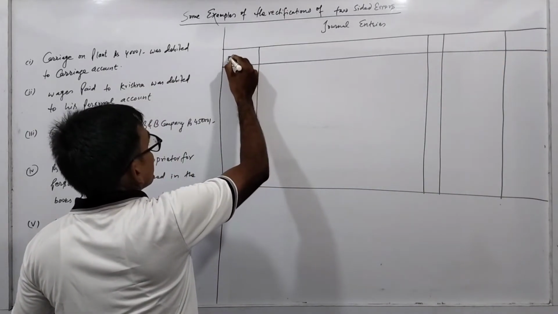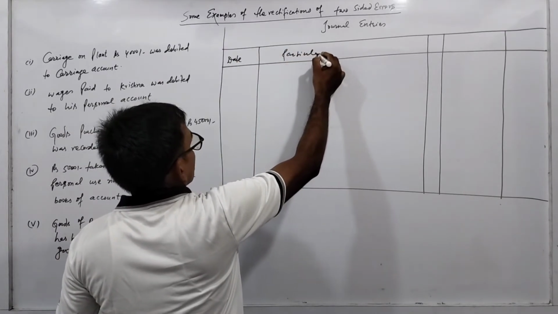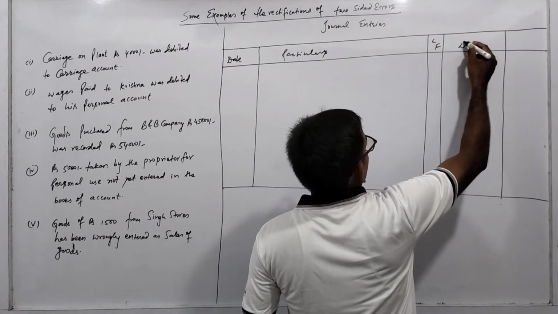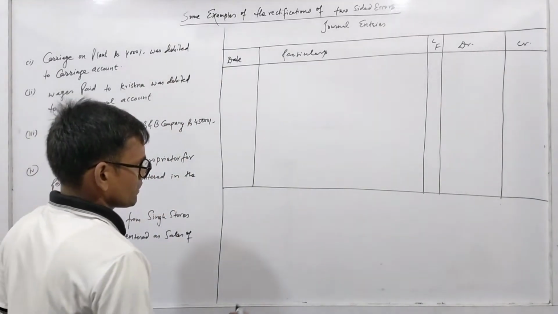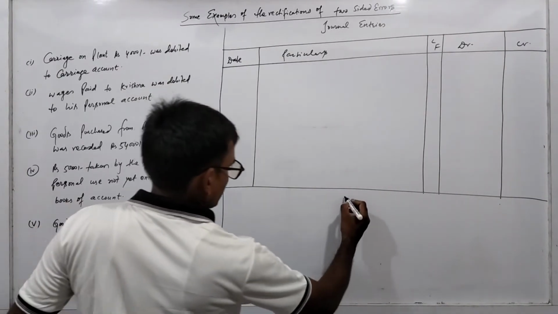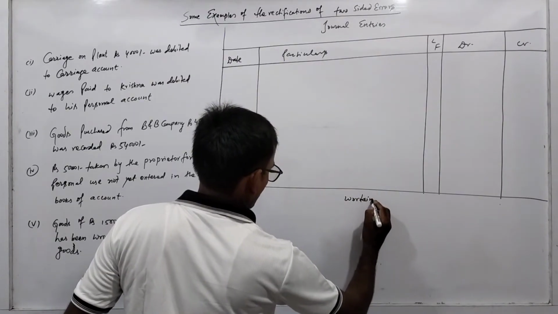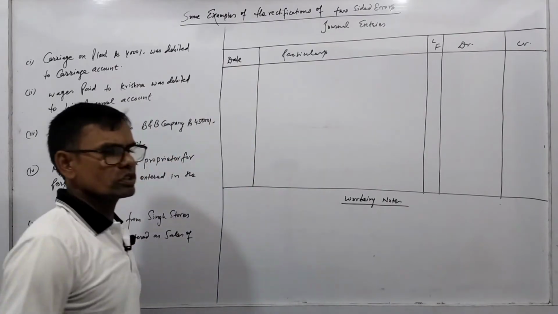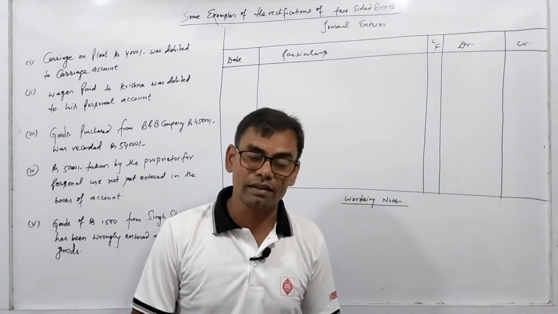What will you write? Date, particulars, LF, debit amount, credit amount. And here you have to prepare a working note. In working notes, you show the process of rectifying journal entries.